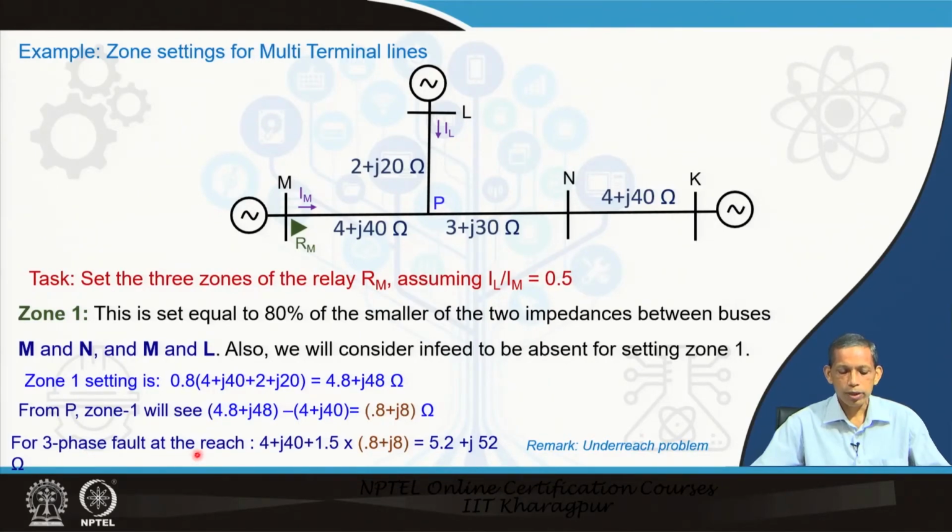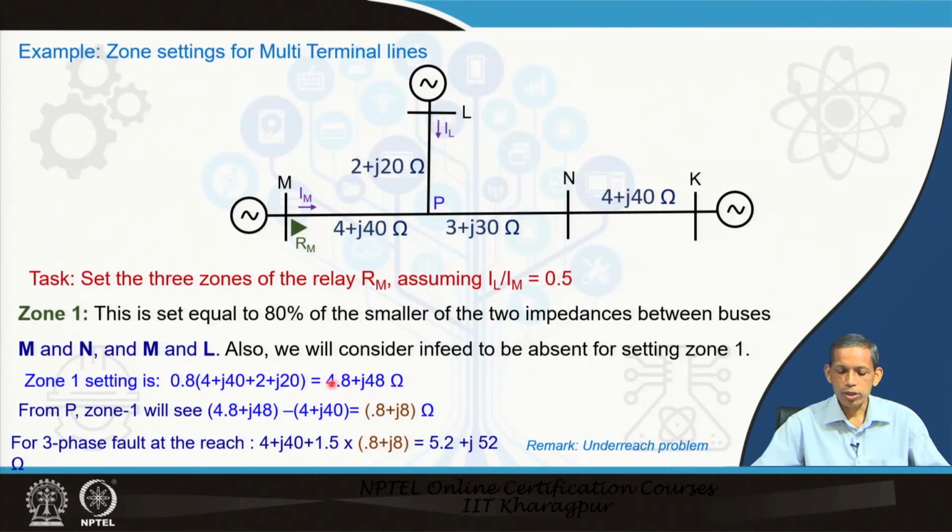For a 3 phase fault at the reach, let us say this is the reach for this setting. When IL is providing 50% compared to the IM side current, then as we have calculated for the 3 phase calculations, this will be 4 plus j40, and 1.5 of this portion, which portion? This section. So, 1.5 into 0.8 j8 at the reach point. That becomes equal to 5.2 plus j52 ohm.